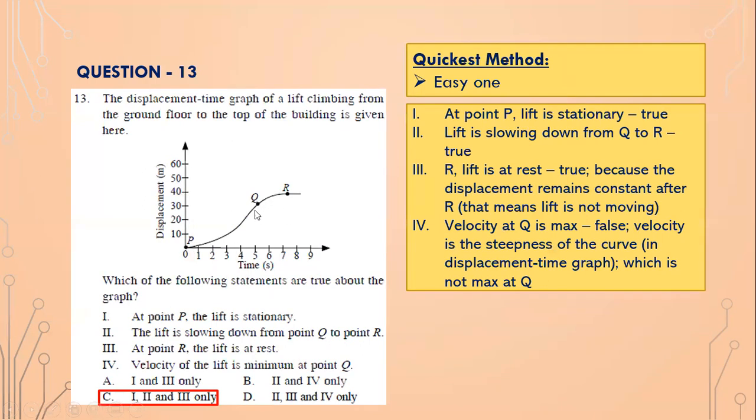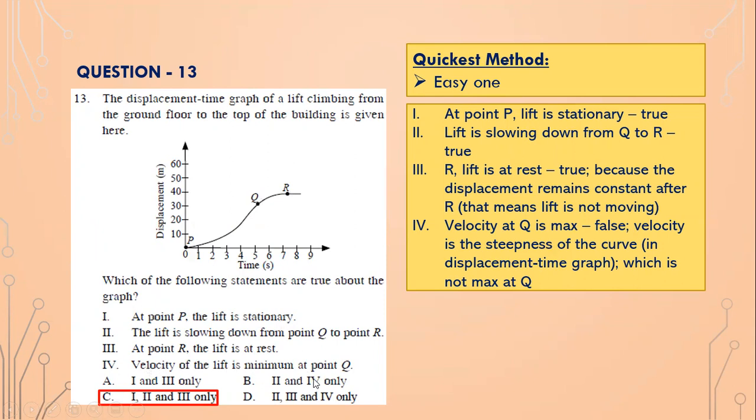Isn't it, from Q to R, the velocity is decreasing because the graph here is steep. The velocity is maximum here. And after that, the velocity is decreasing. At point R, the lift is at rest, which is also true, isn't it? Because at R, the displacement is constant. The y is constant, no displacement with respect to time. So at R, the lift is at rest.